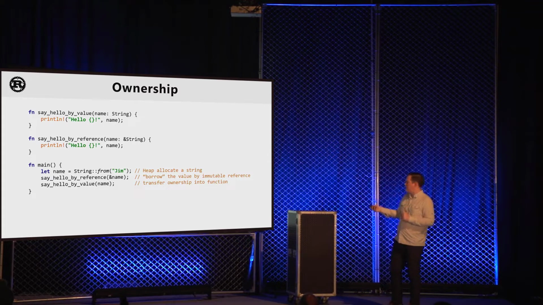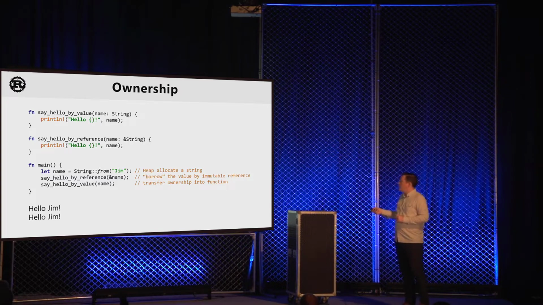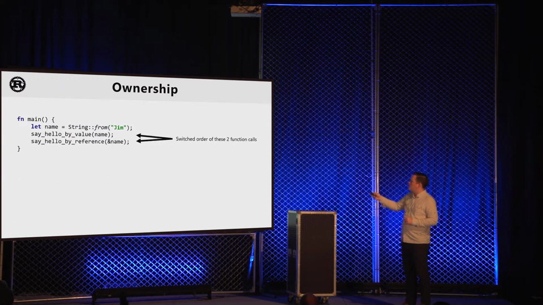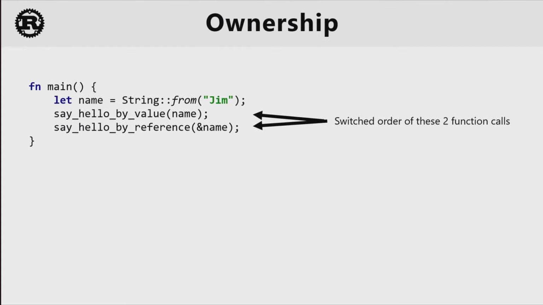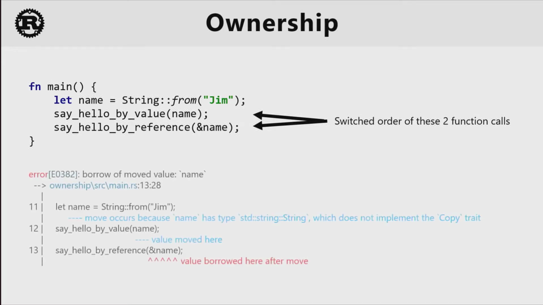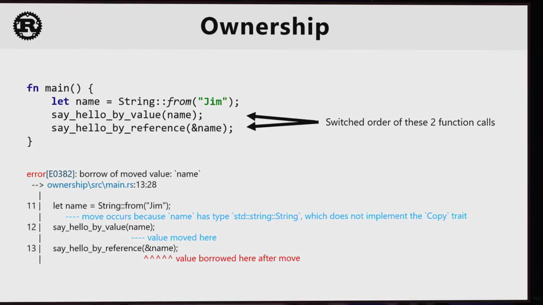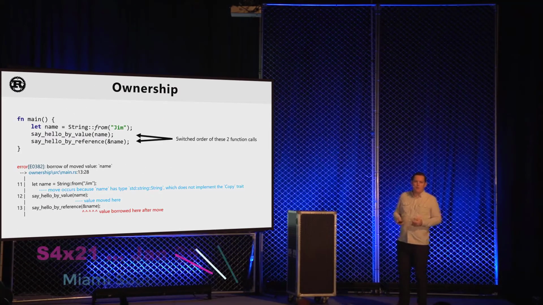So that's what's going on in this program, and Rust will let you compile this, and it'll print, hello, Jim, hello, Jim. But what if we do the same program, but we switch the order of these statements? So we first move ownership of the variable name, and we print it by name, and then we try to say hello by reference and print that same variable by reference. Well, the compiler very helpfully informs us that we can't do that because we moved that value in the first call, and it knows that name is basically a dead moved variable, and it won't let us do that.